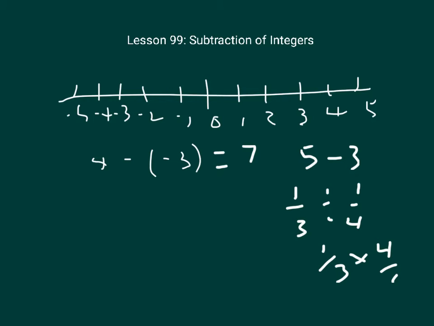So if we do keep, change, it could become 4, keep 4, change subtraction to addition, and take the opposite of the subtrahend, or the negative 3, and the opposite of negative 3 is positive 3. So 4 minus negative 3 is the same as 4 plus 3, which is 7.